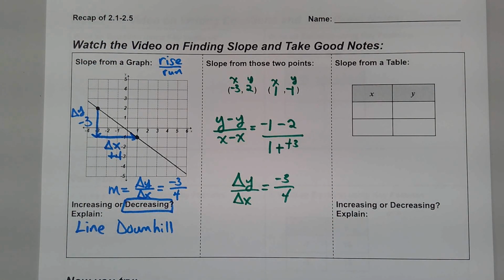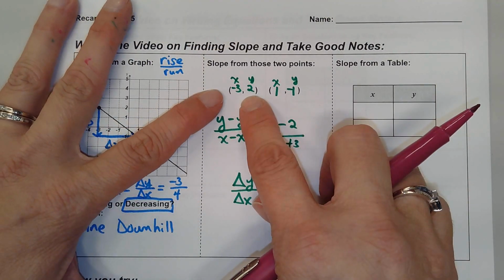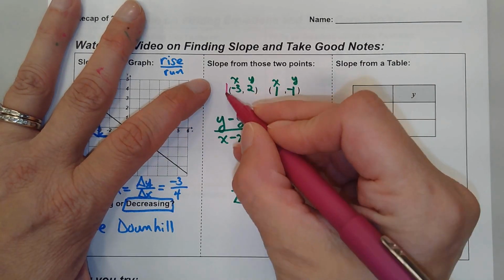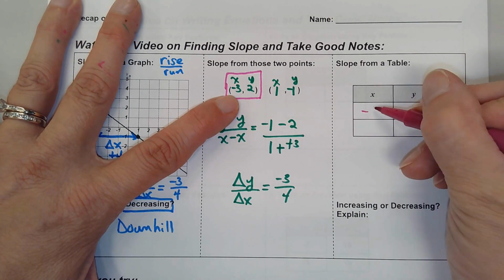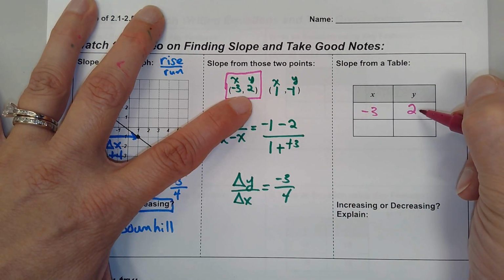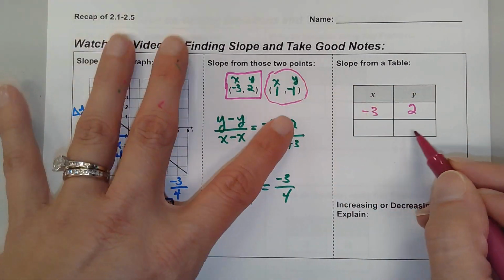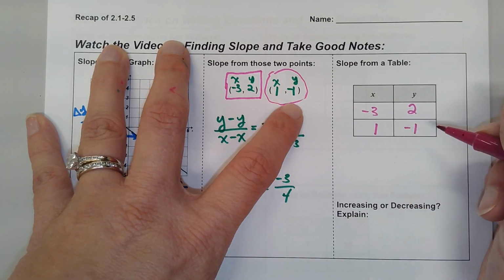Okay, now some people don't like using that formula, but they like to use a table. So if you're ever given 2 points, you can put them into a table. So make sure you take that first point, put -3 into the x place, and put 2 into the y place. Take your second point right here, and put it into the table as 1, -1.